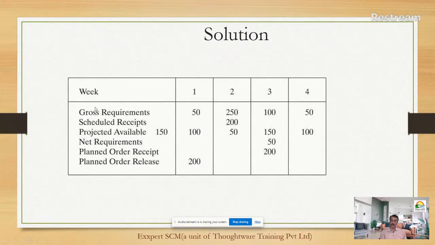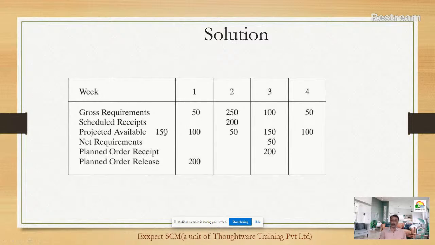So we are trying to place a order in the week number 1 for 200 units for delivery in week number 3, because you have the lead time of 2 weeks available here. Maybe we will go through how this answer was arrived.